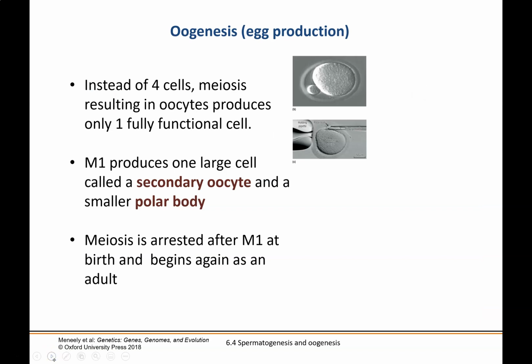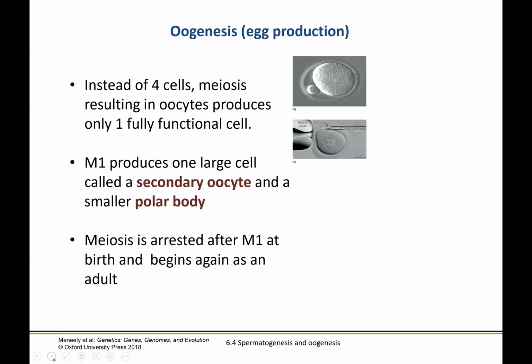In females, that process is a little bit different. So in females, egg production is called oogenesis, and we'll look at this in a little bit more detail in lab. But instead of 4 cells that are produced at the end of meiosis, like in sperm production, oogenesis produces only 1 fully functioning cell. So this process actually spans across many years of a female's lifetime.